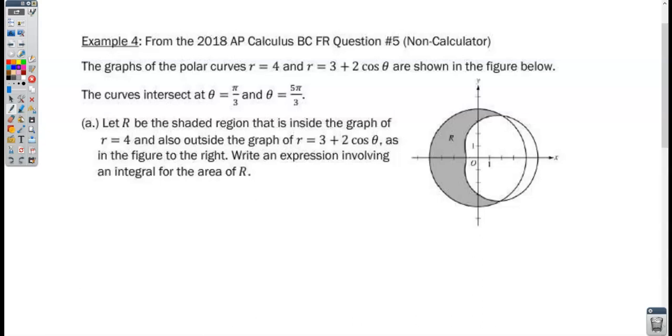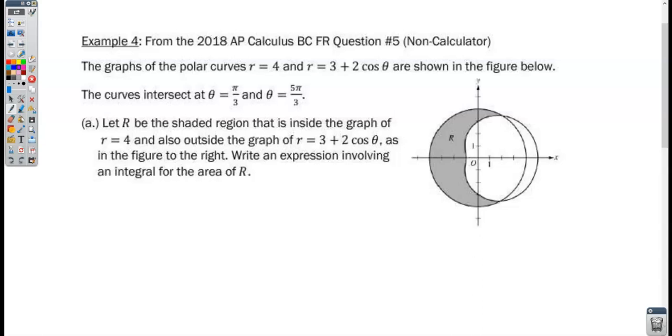Alright everybody, welcome back. Here we are, video 2 for section 9.9 of AP Calculus BC, finding the area of the region bounded by two polar curves. And we're going to go through a couple of AP problems that relate to this topic in this video.